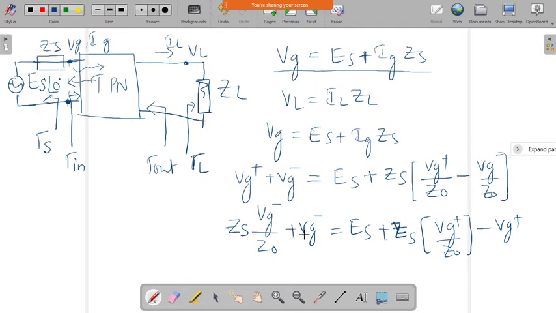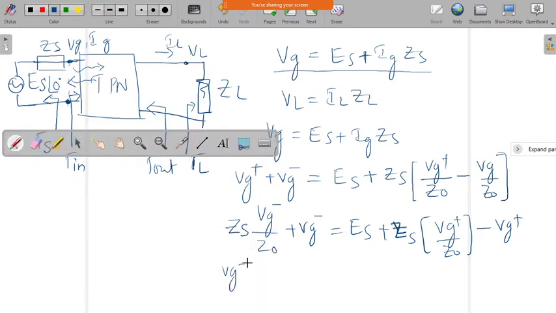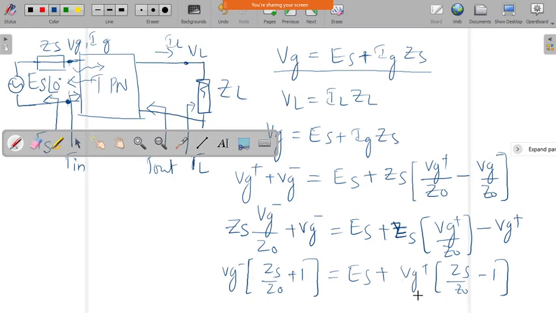Now we can simplify this equation, taking Vg minus outside. So if I take Vg minus outside, we will have Zs by Z0 plus 1, which is equal to Es plus, now if I take Vg plus common, Zs by Z0 minus 1. This is the equation we have. Now if I take Z0 common, we have Zs plus Z0 by Z0, and here Zs minus Z0 by Z0.